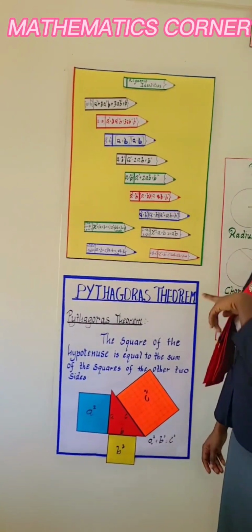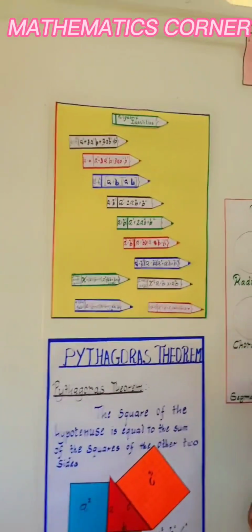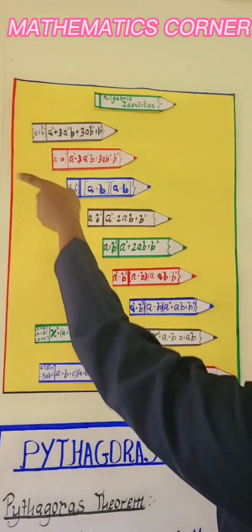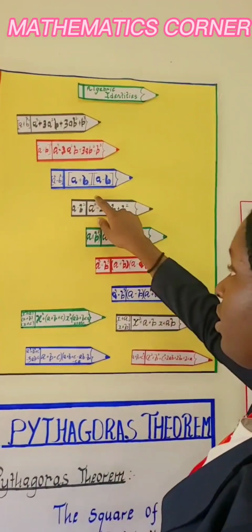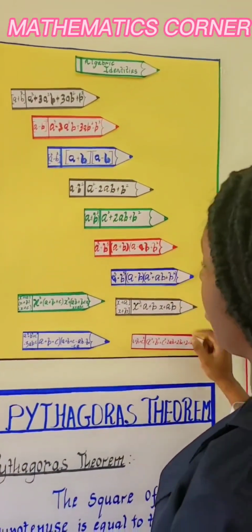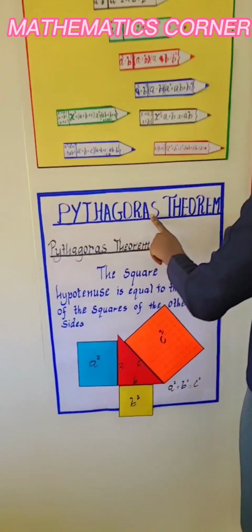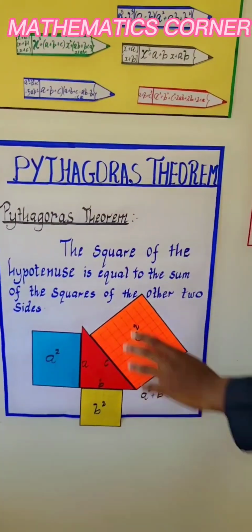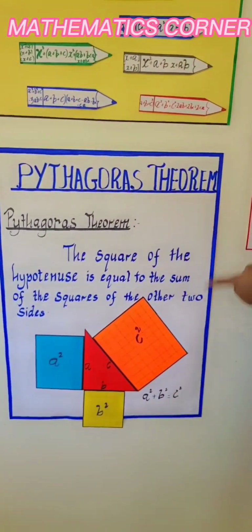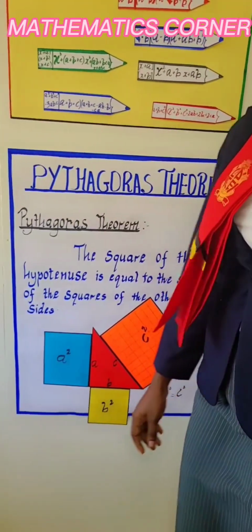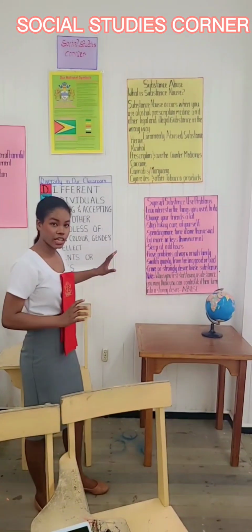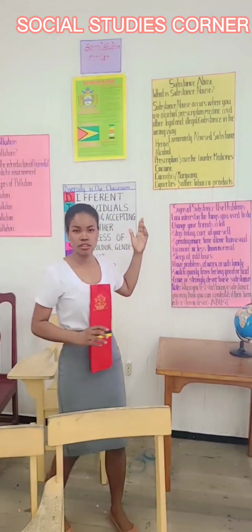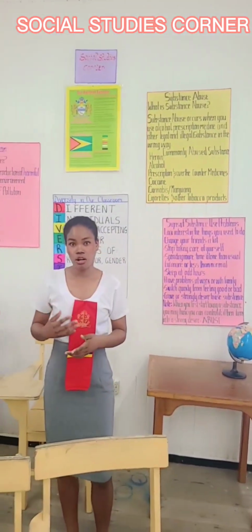For algebraic identities, here we're going to have the students label the pencils with what the different algebraic terms are, and then we have the Pythagoras theorem. Now they know that the square of the hypotenuse is equal to the sum of the squares of the other two sides.